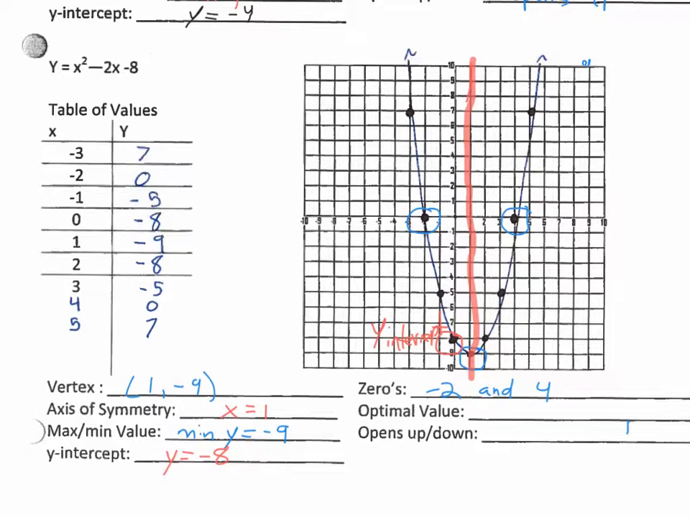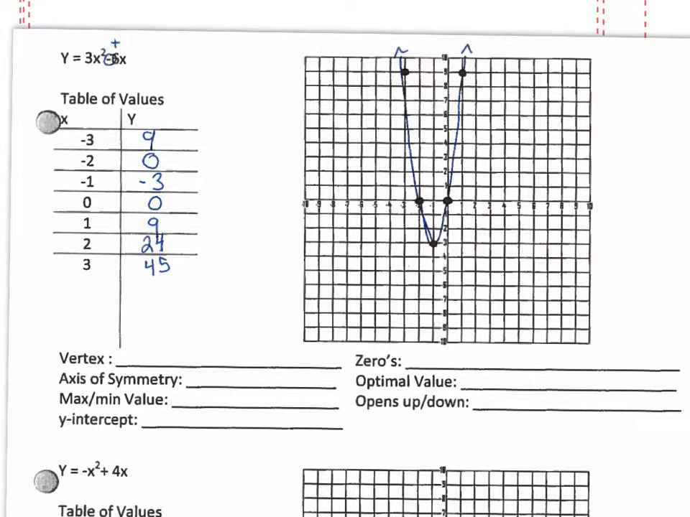Optimum value, the y value of the vertex, negative 9. And our parabola today is again opening up. So once again, make sure you have this copied down before we move on and look at another one. All right, the next parabola we looked at was y equals 3x squared plus 6x.